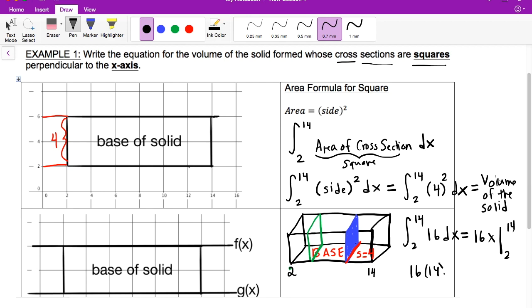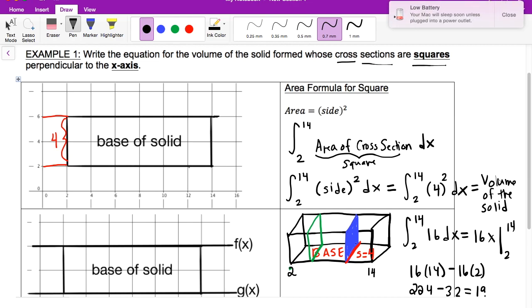So we're just going to integrate, so it'll be 16x, integrate from 2 to 14, and it'll be 16 times 14 minus 16 times 2, 16 times 4, this works out to be 224 minus 32, which equals 192.